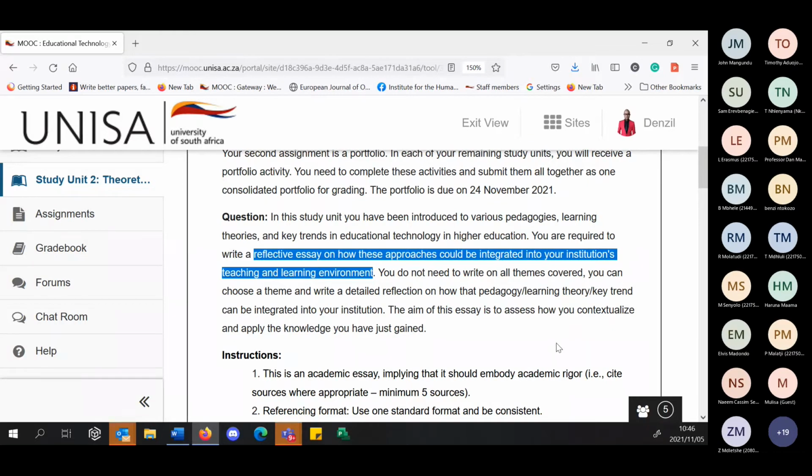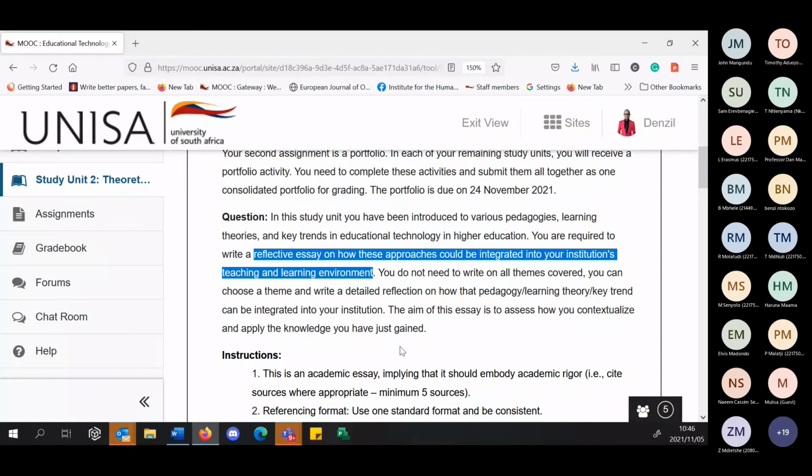So what I suggest is that you choose one of them, and write on the one specific theme that you want to. You have a choice. You can choose any one of the themes covered and write a detailed reflection on how that pedagogy, learning theory, or key trend can be integrated in your own institution. The aim of this essay is to assess how you contextualize and apply the knowledge you have just gained.